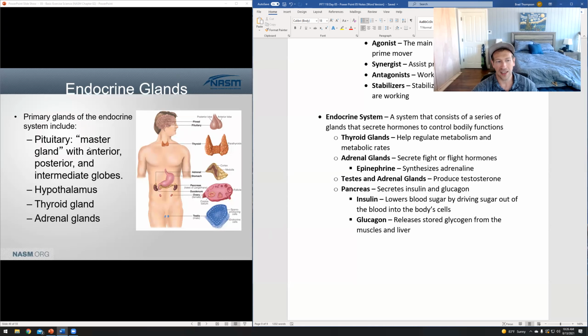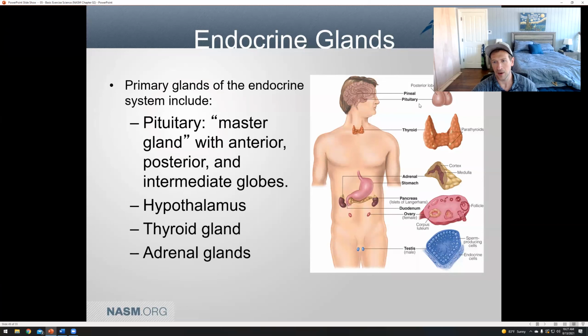So your pituitary gland, which is the master gland, is living right at the base of the brain there. And it's got an anterior lobe and a posterior lobe here. But it lives right here. That's going to create initial hormones that will activate the rest of your endocrine system.